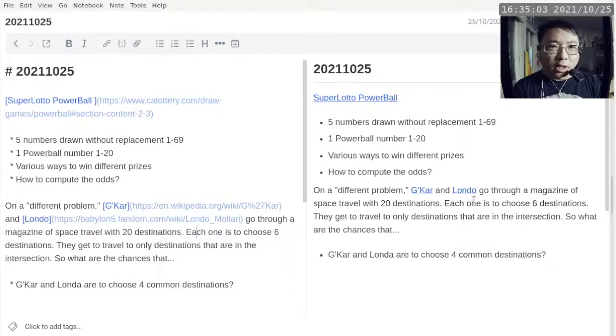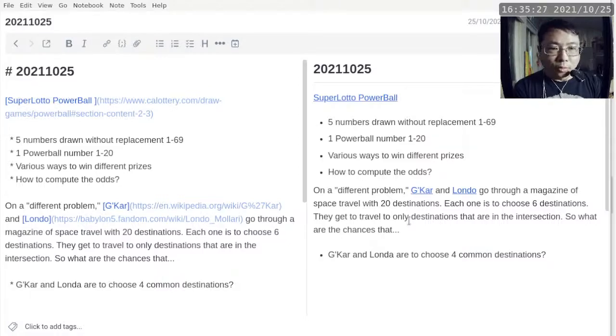So, these 2 characters, Jakar and Londo, decide to go through a magazine of space travel, and in the space travel brochure there were 20 destinations. And each person, Jakar and Londo, is going to choose 6 destinations out of the 20. So they just go like, oh, I like this place. I like to go to Earth.